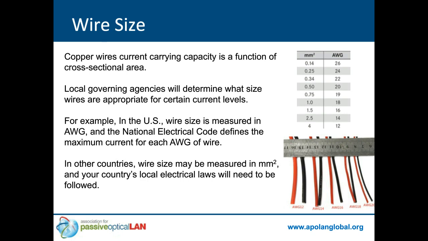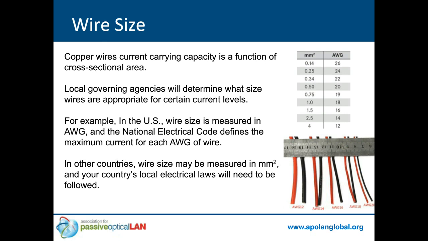Copper wire's current carrying capacity is a function of the cross-sectional area, and that can either be measured in millimeters squared or in AWG, just depending on which country you're in. Here in the U.S., we refer to AWG, or gauge. As you can see in the picture on the right-hand side, there is a correlation between gauge and the size of the wire. It's actually inverse, so a 16-gauge wire has a significantly larger cross-section than a 22-gauge wire. Because of that, the 16-gauge wire will have a lower resistance than the 22-gauge wire, and that will be important later on.